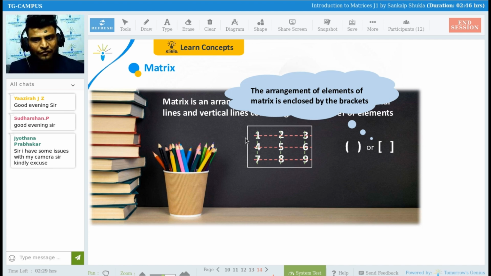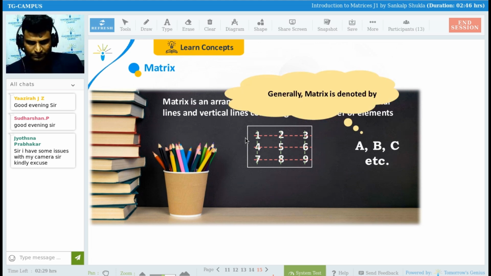So the arrangement of elements of a matrix is enclosed by brackets. Now we have these brackets as well as these brackets. Earlier we had only this kind of representation, only the square bracket in which we write the matrix. But now we have two notations. So we can use either this or this. Okay.